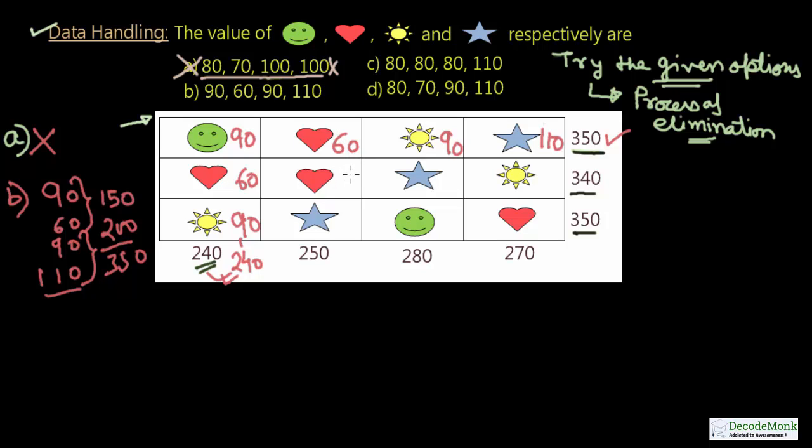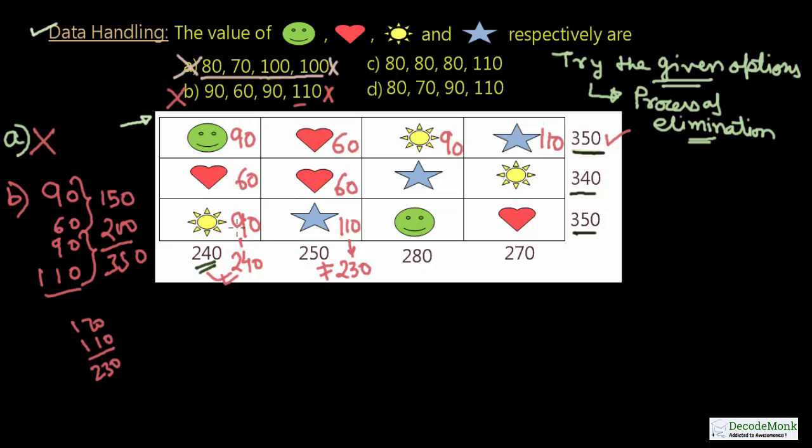The value of heart is 60. Again the value of heart is 60. The value of star is 110. So 60 plus 60 is 120. 120 plus 110 is 230. So this is equal to 230, which is not equal to 250. So again we can cancel out option B. Option B is again not the right answer. So why am I adding this vertically?